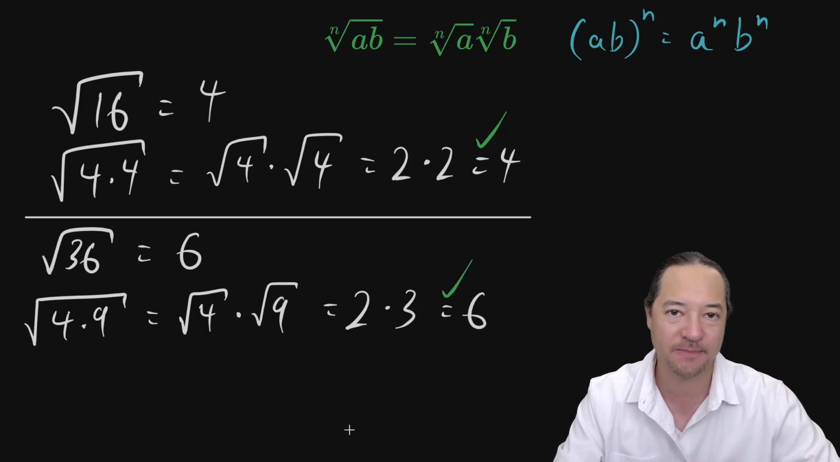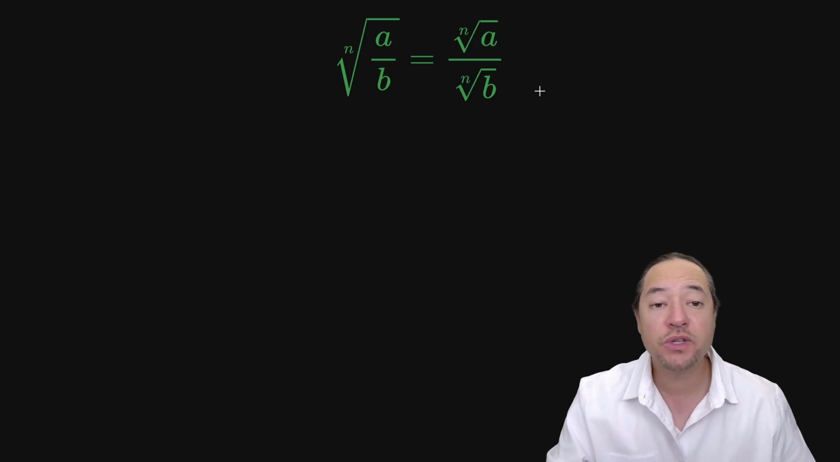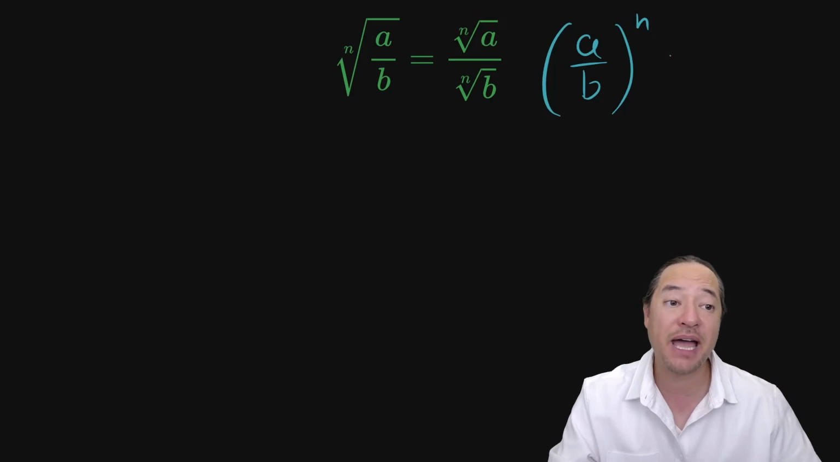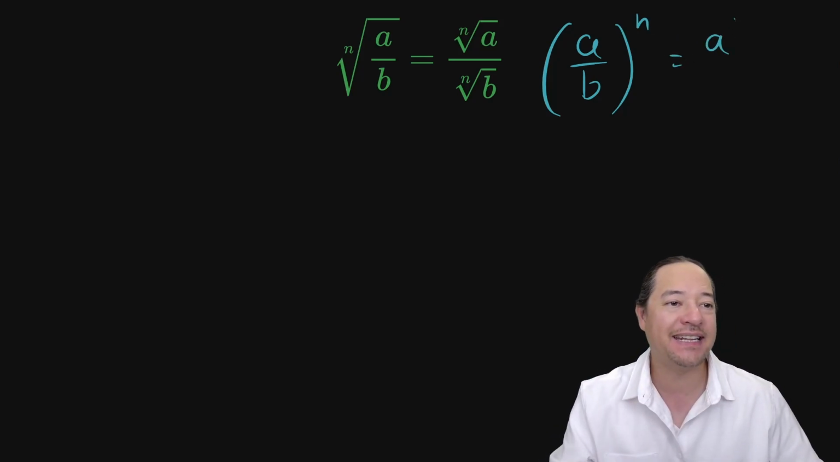Let's look at the next one. This rule here should remind you of one of our other exponent rules where we had some a over b raised to the nth power. And we saw, again, you could essentially distribute that n in and get an a to the n over b to the n, right?